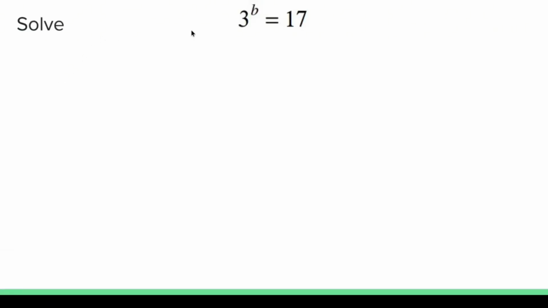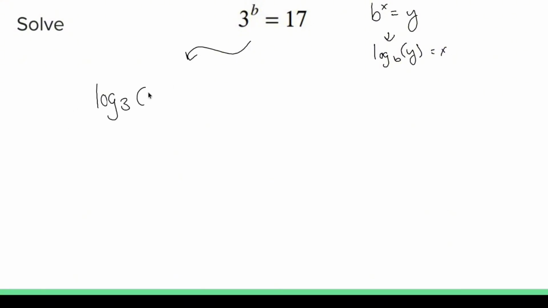All right, time to solve some exponential equations that require logs, which will also require a calculator. So, first things first. If I give something to you in the form b to the x equals y, I can rewrite that as log base b of y equals x. So you would be my b, you would be my x, you would be my y. So I can turn this into log base 3 of 17 equals b.